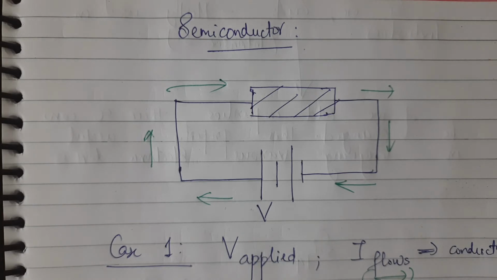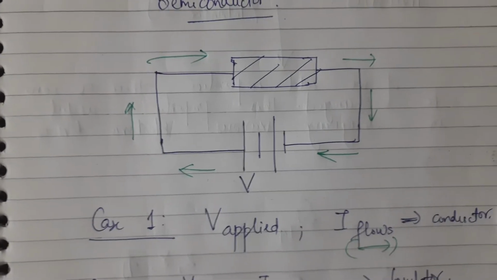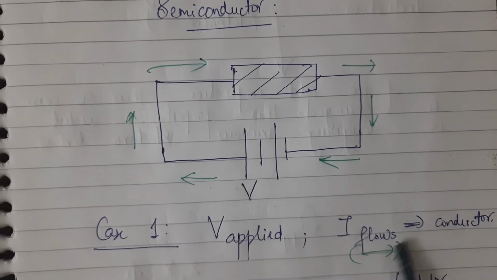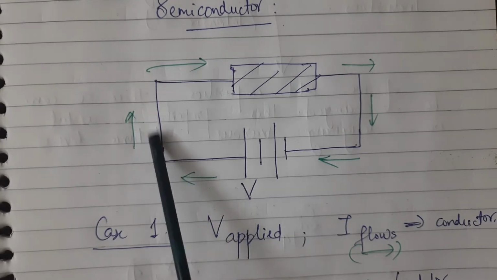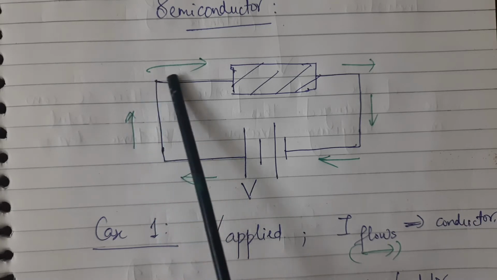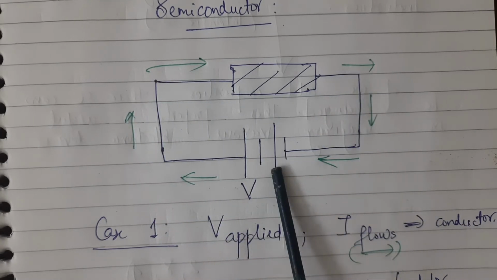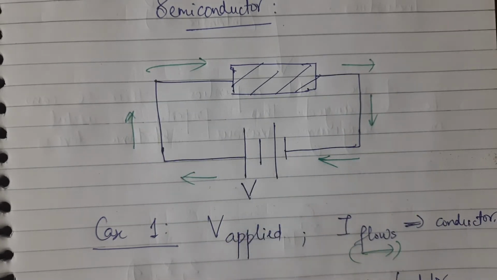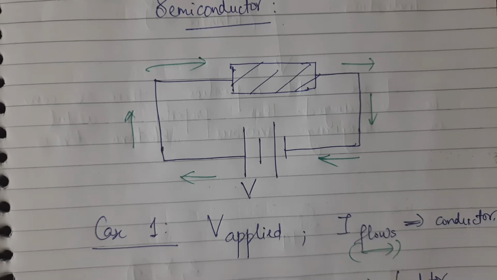So case one is we apply the voltage and there will be a current flow. You can see it from the green line. The current will be flowing from the positive and going around, completing the loop. There is a current flow. So when a voltage is applied and the current is flowing in a good amount, then we call it a conductor. Then we will go to case 2.